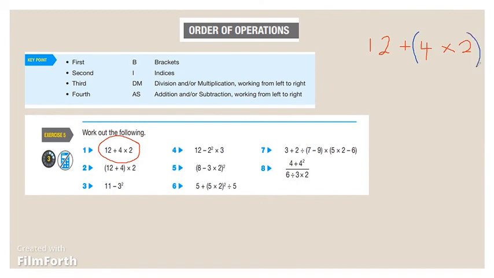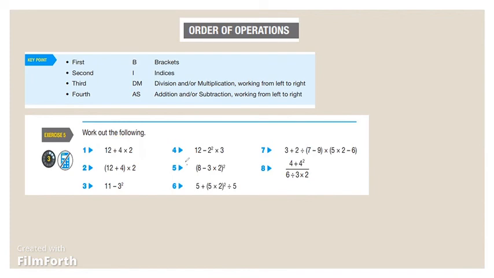Therefore, I have included a bracket there, right? Then I can take 12 plus 4 times 2, it's 8. Then 12 plus 8, it's 20. So I will end up with 20. That's the answer I'm getting for the first question. Let's do another question.